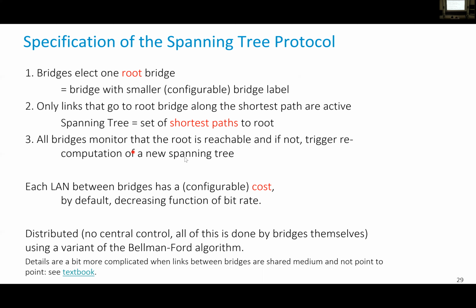So the third element is that all bridges monitor that the root is reachable by sending a beacon. So once in a while, they ping the root, and the root replies on the spanning tree. And if bridges, after a number of seconds, have not received the replies from the root, they declare that the root is dead, and they restart the procedure, which might lead to the election of a new root if the network is still fully connected, and a new spanning tree that will go around the failure because the link that failed doesn't exist anymore.